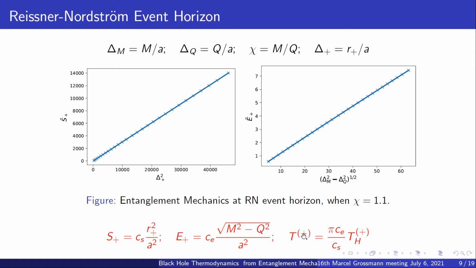And entanglement temperature, on the other hand, had a proportionality with the Hawking temperature of the Reissner-Nordström event horizon. Now, one interesting thing that we noticed is that the scaling constants here, Cs and Ce, which we can fix numerically from the simulations, were found to be exactly the same as that observed in the case of Schwarzschild.